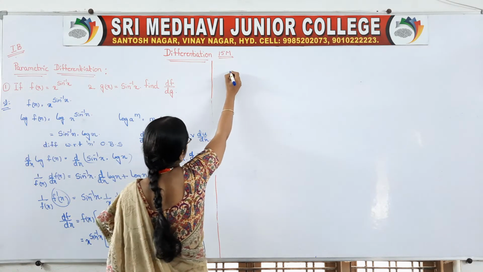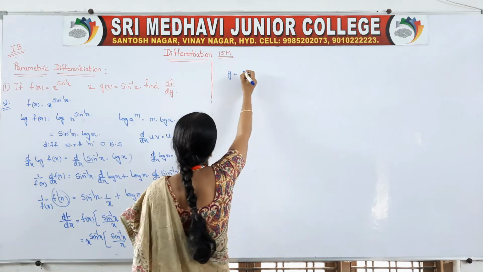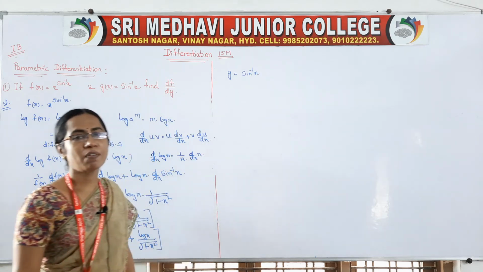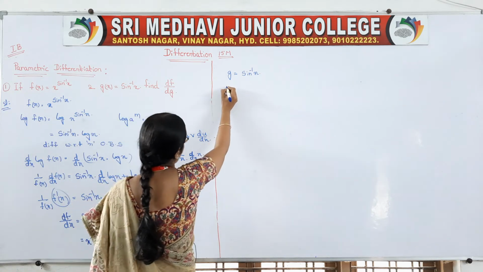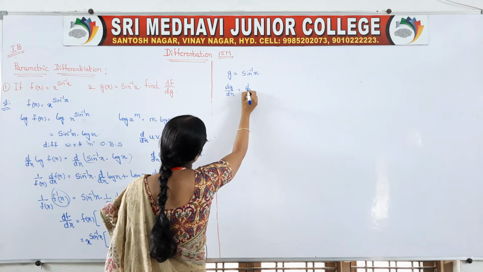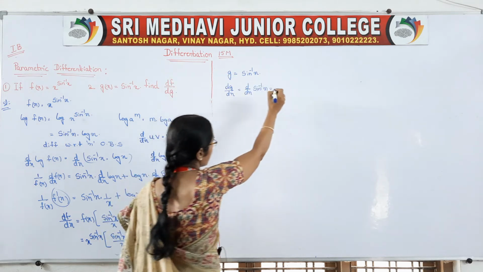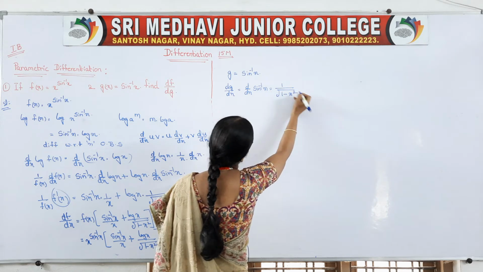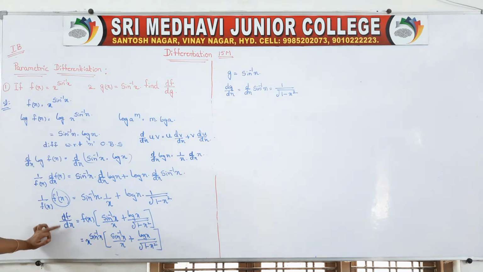Now you take your g. What is your g value? g of x is given as sine inverse x. It is a simple value, no problem, directly we will differentiate with respect to x. So dg by dx is equal to d by dx of sine inverse x, which is nothing but 1 by root of 1 minus x square. So we got dg by dx, we got df by dx.